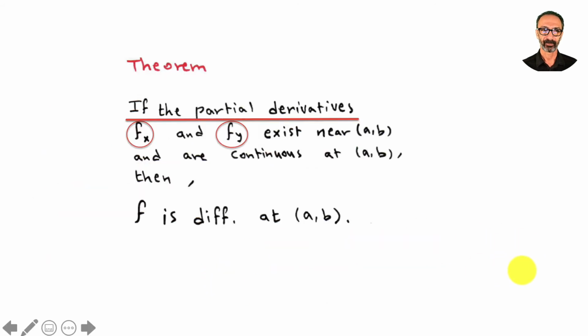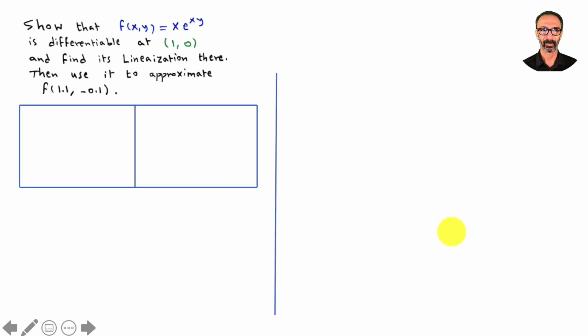Theorem. If the partial derivatives fx and fy exist near (a, b) and are continuous at (a, b), then f is differentiable at (a, b). Show that f of x, y equals x times e to the xy is differentiable at 1, 0, and find its linearization there. Then use it to approximate f of 1.1, negative 0.1.